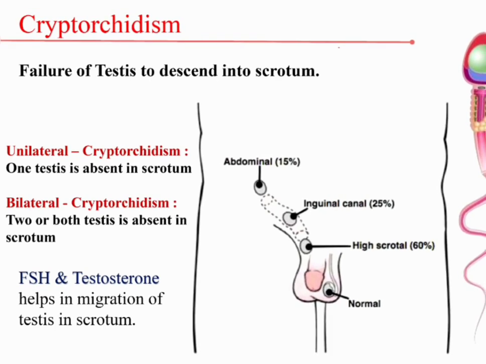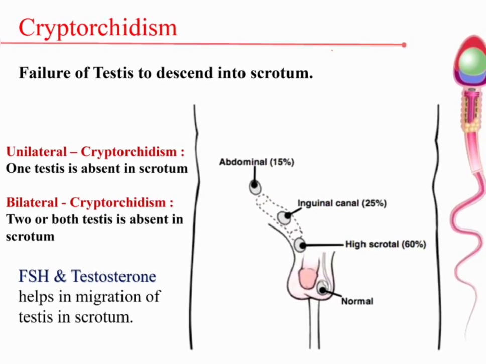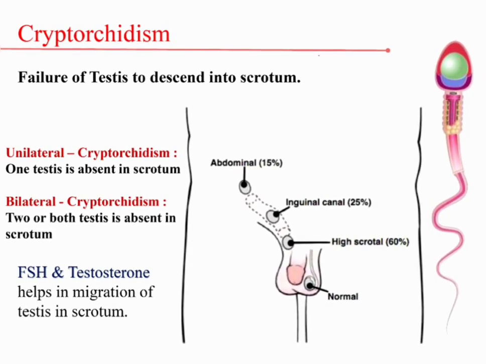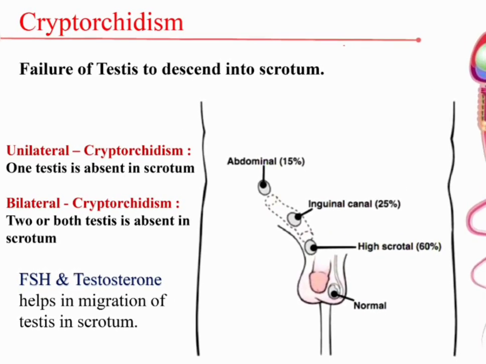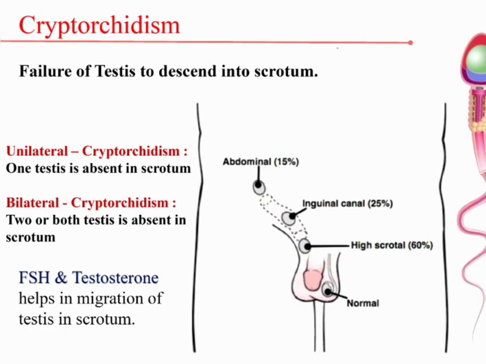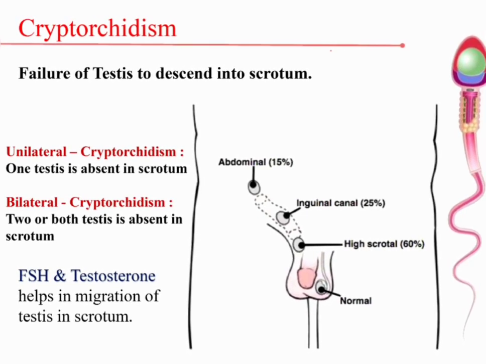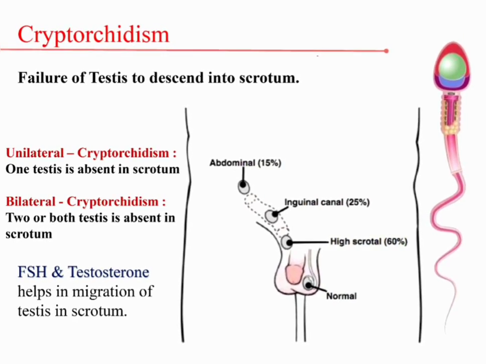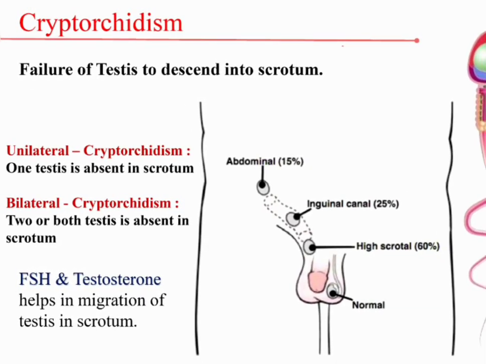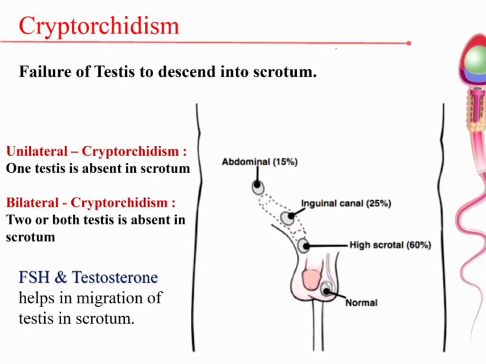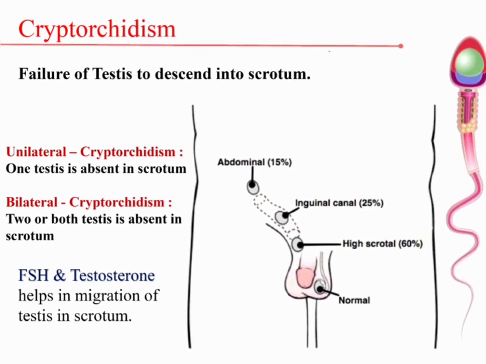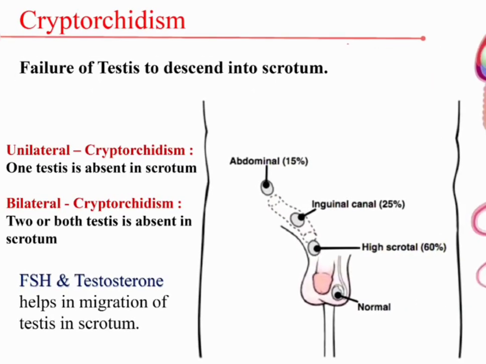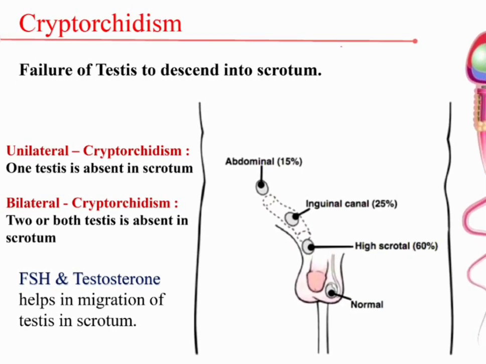Cryptorchidism. Cryptorchidism is a failure of the testis to descend into the scrotum. There are two types of cryptorchidism: unilateral cryptorchidism and bilateral cryptorchidism. Unilateral cryptorchidism means one testis is absent in the scrotum. Bilateral cryptorchidism means both testes are absent in the scrotum. FSH and testosterone hormones help in the migration of the testis into the scrotum.